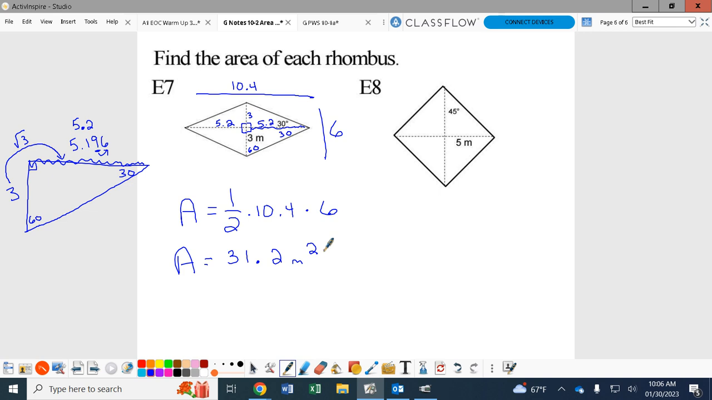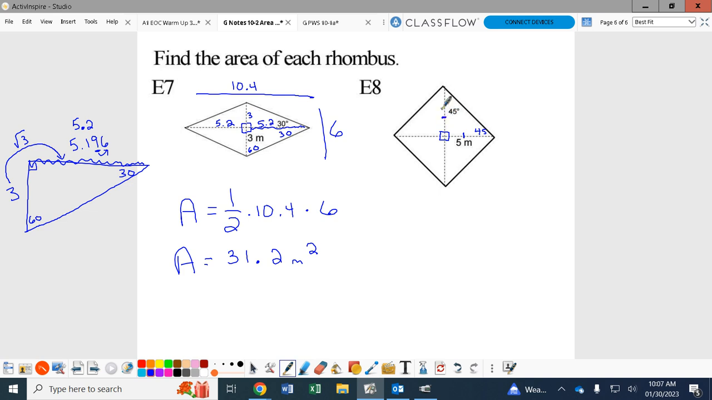Last one today is going to be the same idea, except instead of doing a 30, 60, 90 triangle, now you've got a 45, 45, 90 triangle. How do you know? Because the angles in the middle of a rhombus are going to be perpendicular, which means they're going to be right angles. And if this angle at the top is 45, then this angle at the bottom is also going to be 45. Guys, what do you know about the legs in a 45, 45, 90 triangle?